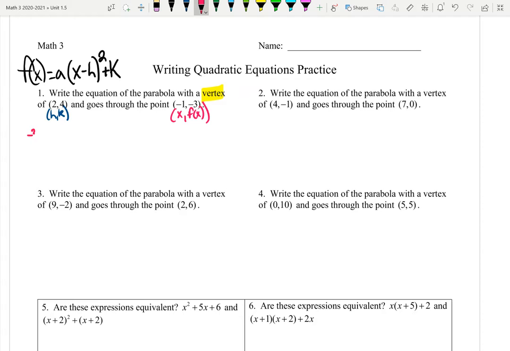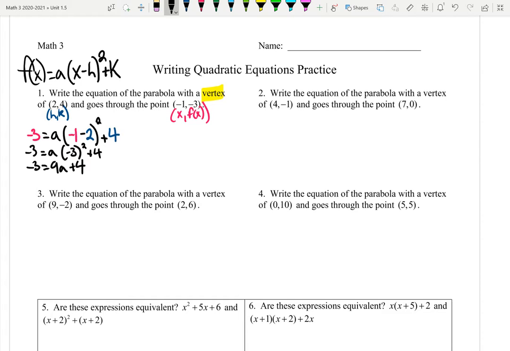I'm going to plug in -3 for my y, equals a times -1 minus, because it's part of the equation, 2 squared plus 4. Let's clean this up. -2 minus 1 is -3 squared plus 4. -3 squared is going to be 9. So I'm going to rewrite it as 9a plus 4.